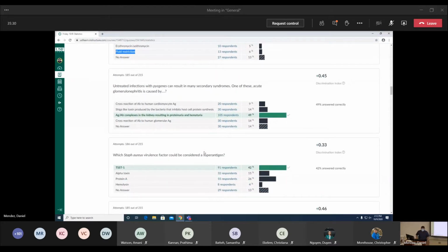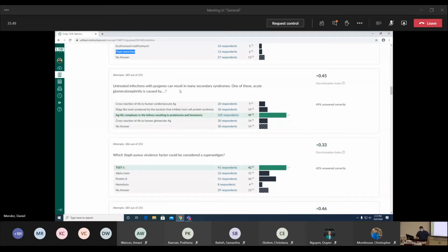Untreated infections with pyogenes can result in many secondary syndromes. One of these, acute glomerulonephritis, is caused by blank. So I don't know if you guys have gotten to it in anatomy yet, but the kidney does have a section in it, the glomeruli. That's where you're going to start filtration.